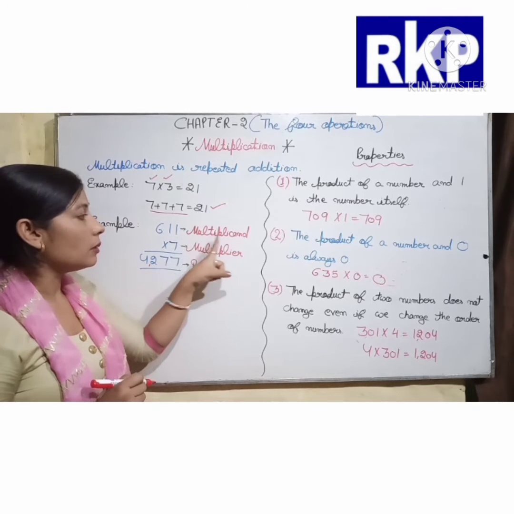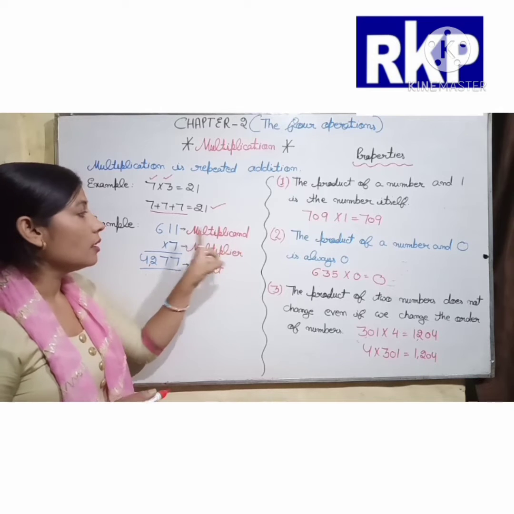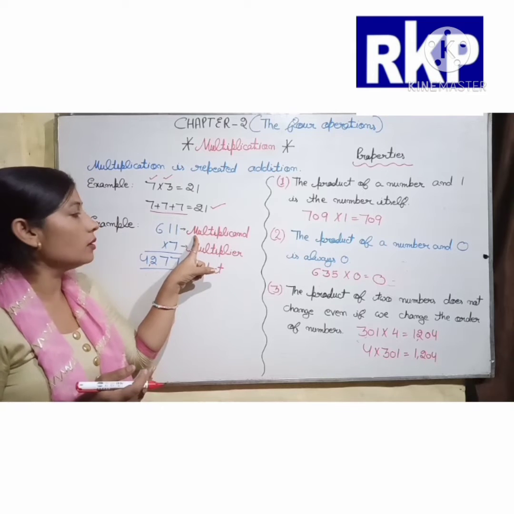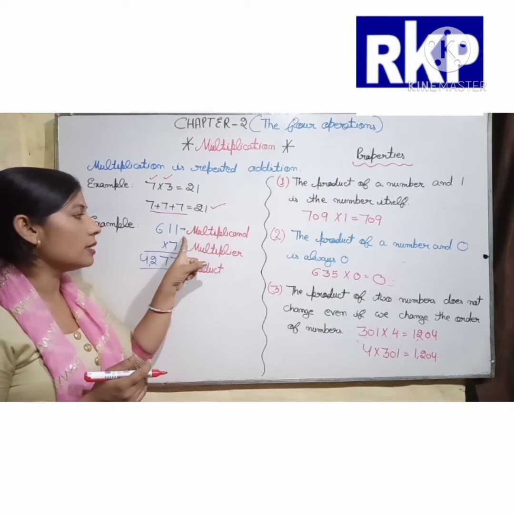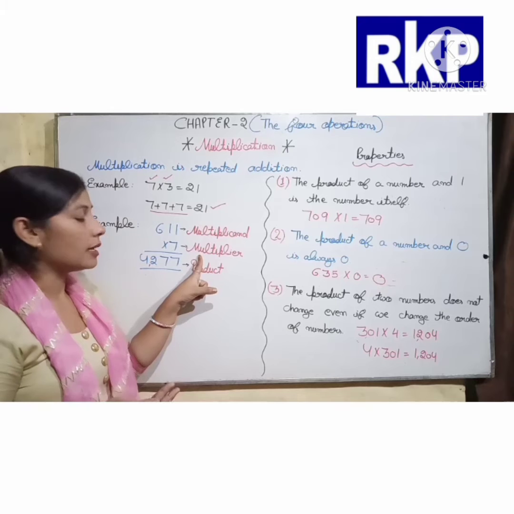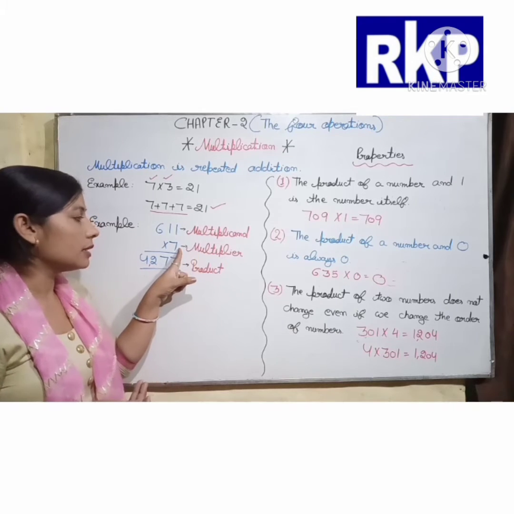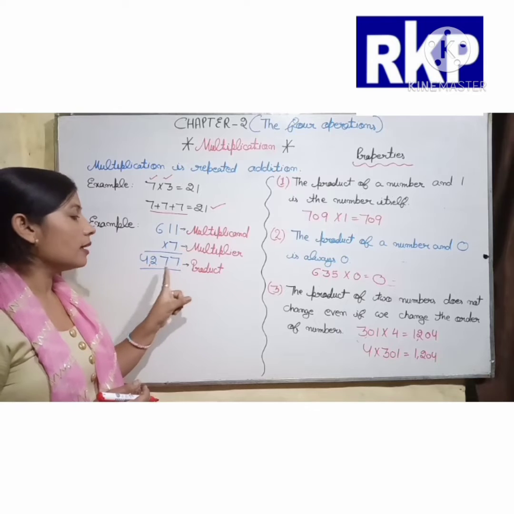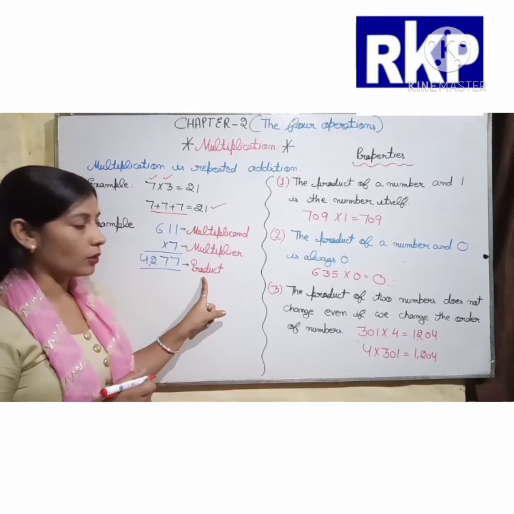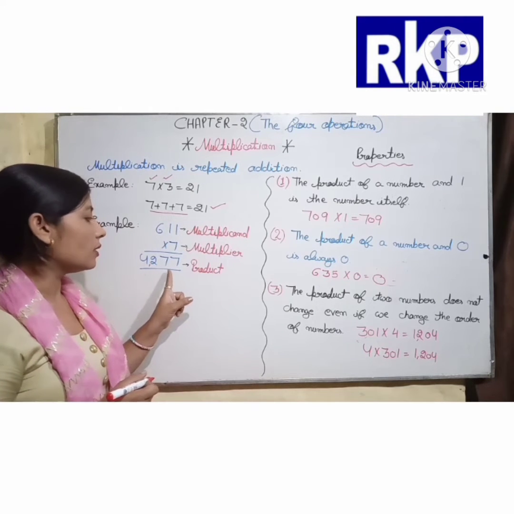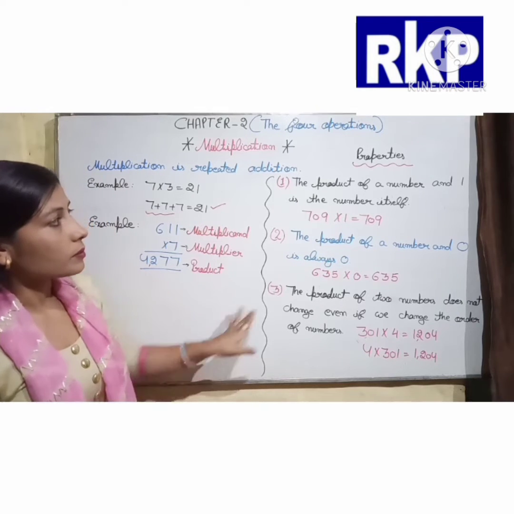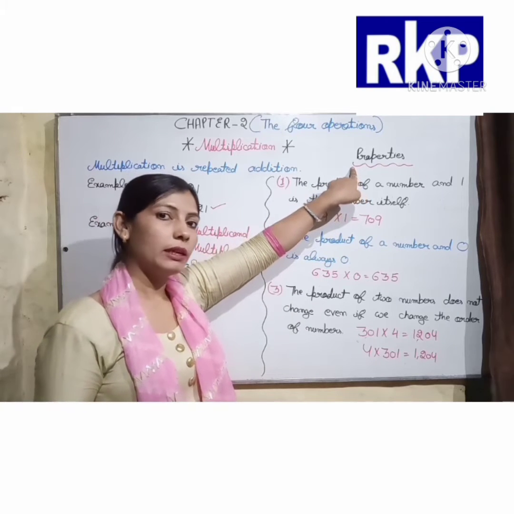611 is the multiplicand. What is a multiplicand? The number which is multiplied by another number is called the multiplicand. So here 611 is the multiplicand, and the number by which we multiply is called the multiplier. So here 7 is the multiplier, and the result which we get after multiplication is called the product. So here 4277 is the product.